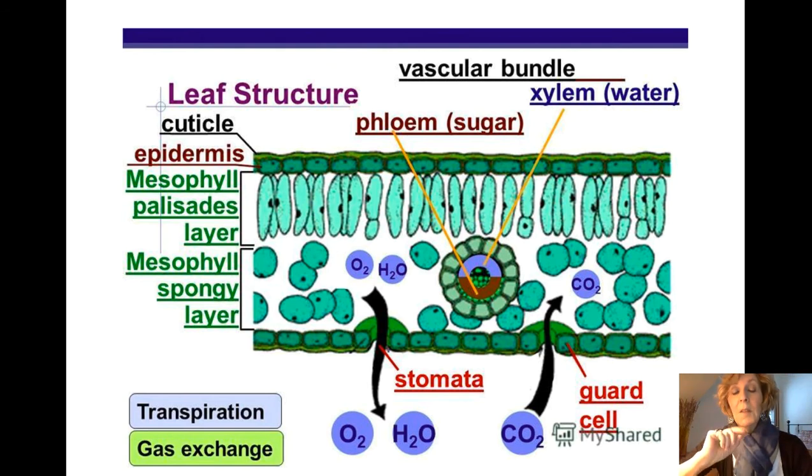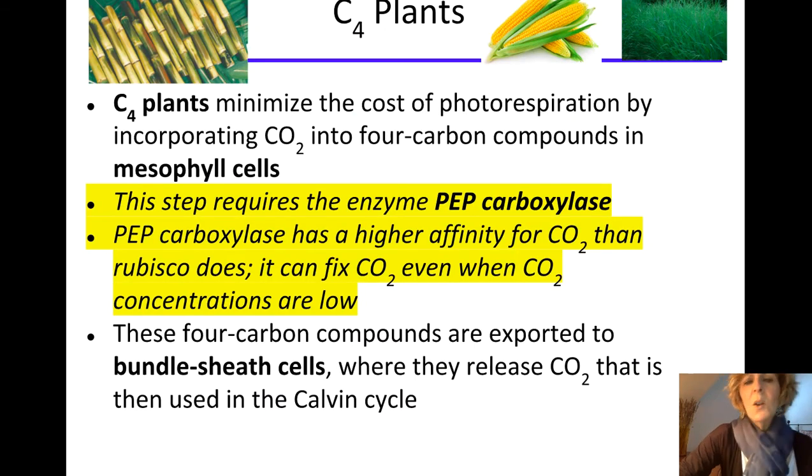the photosynthesis is happening. So the xylem, remember, are tubes that carry water. The phloem are tubes that carry sugar. And you can see the sugar is going to be transported once it's made into those tubes. So let's talk a little bit about C4 plants.